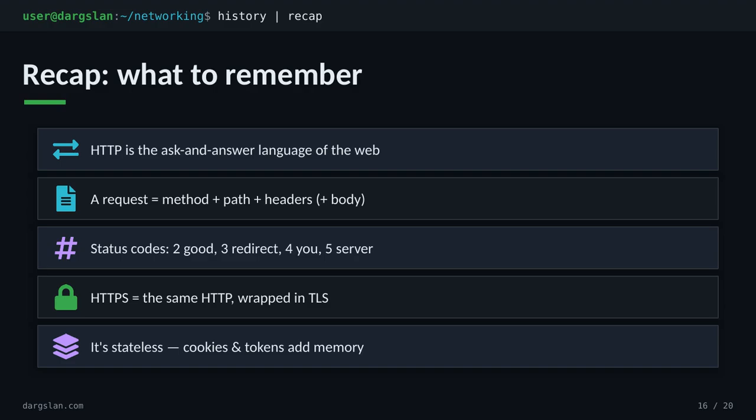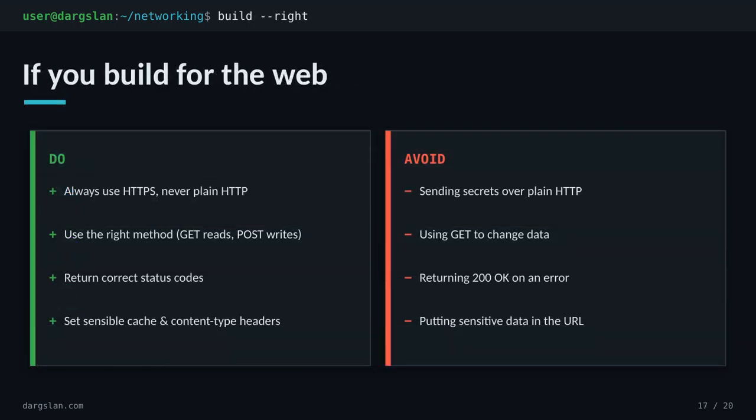So if you're actually building for the web, a few habits go a long way. Always reach for HTTPS. Pick the method that matches the intent. GET for reading, POST for writing, and let your status codes tell the truth, instead of dressing every failure up as a 200. On the other side, keep secrets out of plain HTTP and out of URLs entirely, because anything in the address bar tends to end up in logs, history, and analytics.